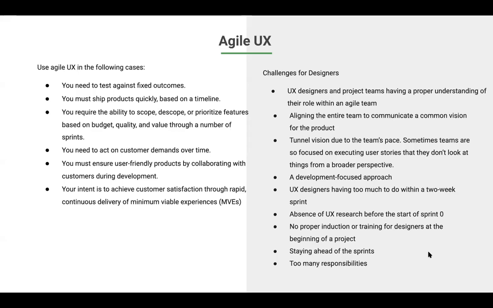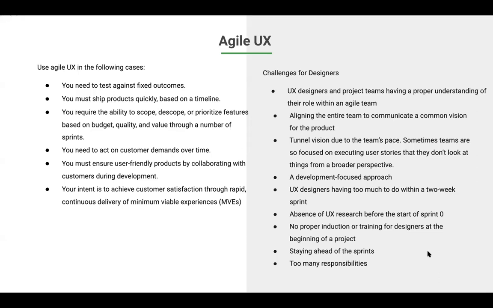Another biggest challenge is that, from a typical development standpoint, the development or the testing team wants the UX to be one sprint ahead. And one sprint ahead, we don't know what the requirements are. That's the biggest challenge that the UX guys would face if they are in an agile UX.